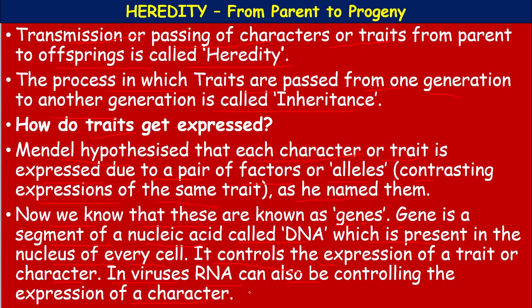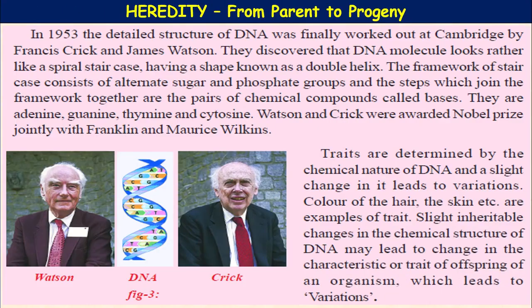The viruses are of different types, showing the two important genetic materials which we come across. They are DNA and RNA. DNA means deoxyribose nucleic acid and RNA means ribose nucleic acid. Here, the two important scientists, Watson and Crick, studied this genetic material. In 1953, the detailed structure of DNA was finally worked out at Cambridge University by Francis Crick and James Watson.